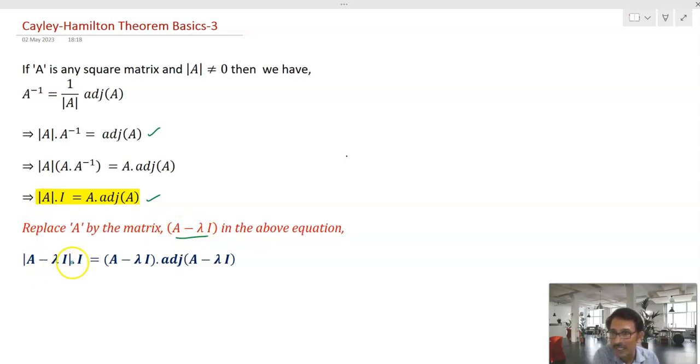We get determinant of A minus lambda I into I is equal to, in place of A, A minus lambda I into adjoint of A minus lambda I. Please remember that det of A minus lambda I is a number, multiplied by I is a matrix. So, this is a matrix again. Similarly, A minus lambda I is a matrix. Adjoint of A minus lambda I is also a matrix. Okay. So, we will use this equation in proving the Cayley-Hamilton theorem. These are the fundamentals of the Cayley-Hamilton theorem. Please recollect them once before going to the proof of the Cayley-Hamilton theorem. Thank you.